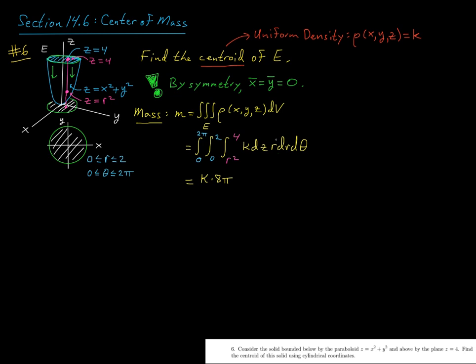Don't forget your factor of r there. For the area element in polar, you need r dr d theta. When you do that integral, you're going to wind up getting k times 8 pi. So that's the mass of the solid.